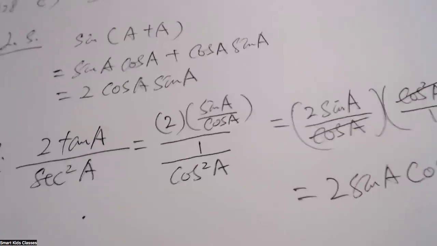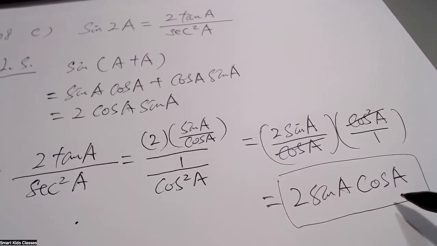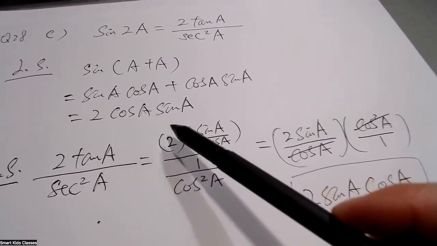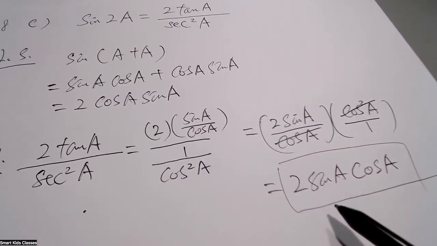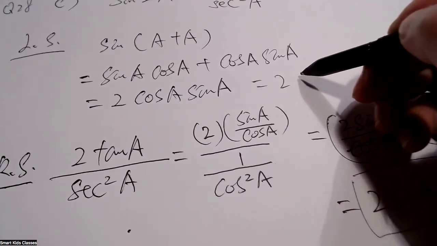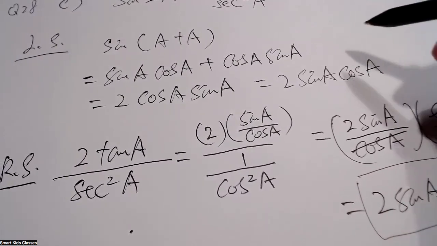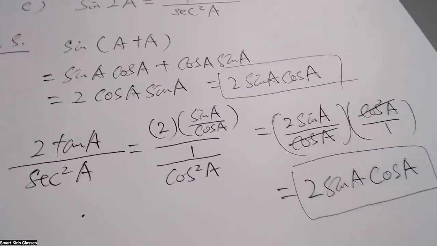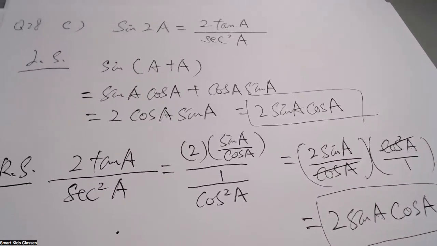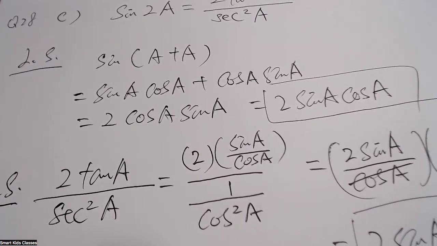So we have the left side equal to the right side: 2 sine a cosine a and 2 cosine a sine a. When you multiply, you can put any order. They are the same answer. Left side equals right side. And this is how to do trigonometry identities to prepare for your exam review.